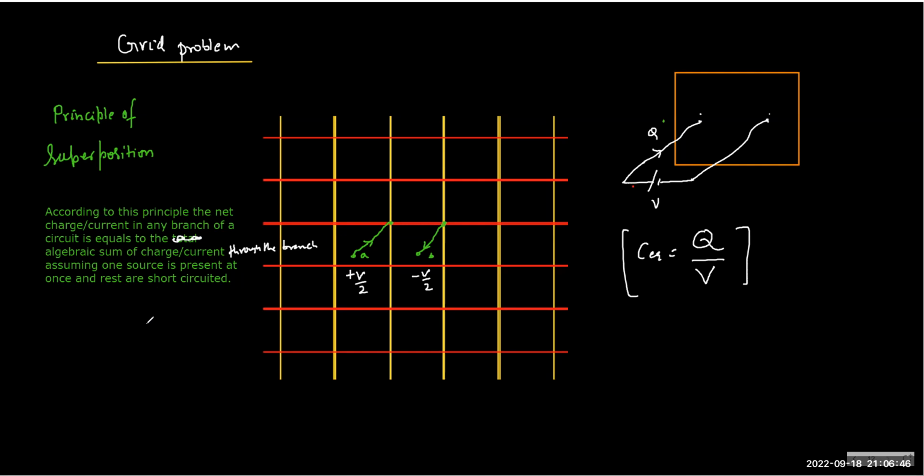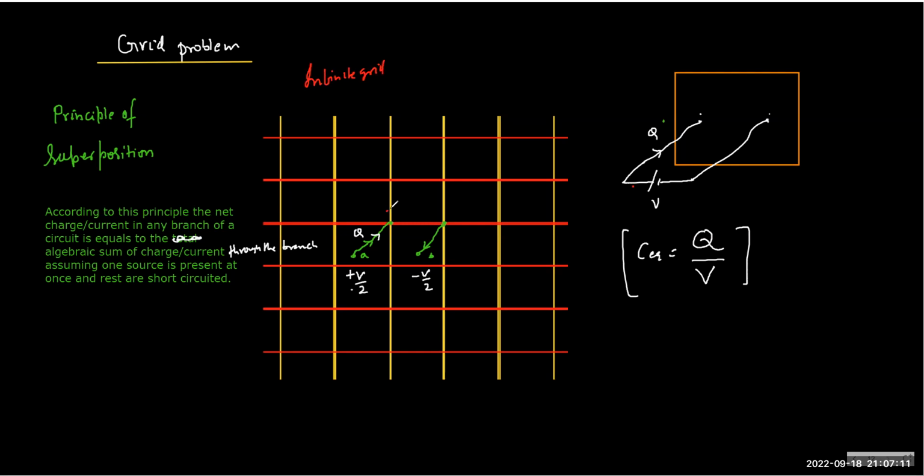So either I assume potential difference V and Q which is going from here, or I can assume, let's say, at once V by 2 is connected. If V by 2 will give charge Q, how will the charge distribute? Because it is an infinite grid. This is called an infinite grid.